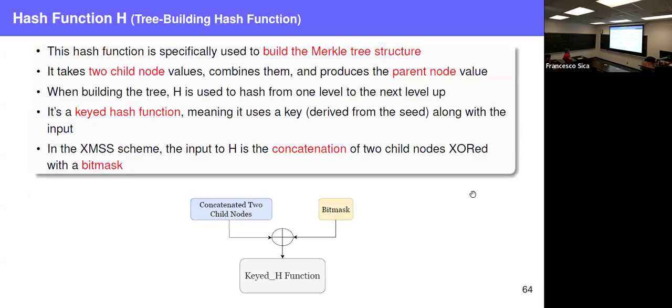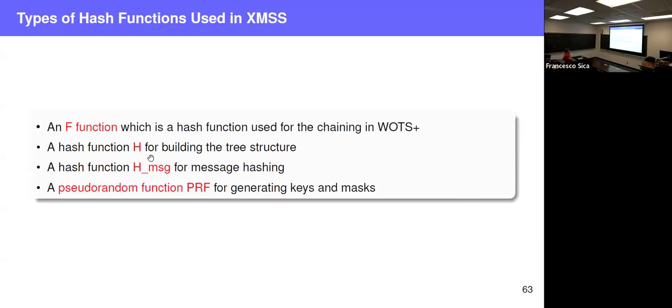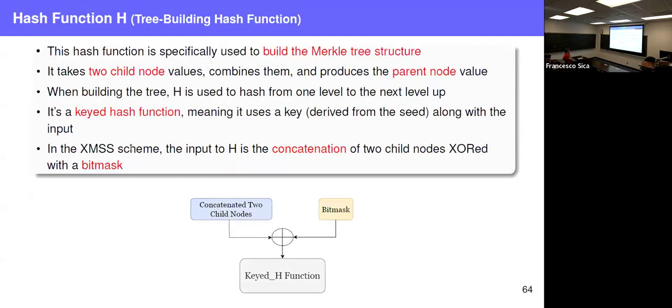As you can see here, the hash function H is not going to be used just with concatenating 2 children. We have to XOR it with a unique bit mask, which is created by the pseudo-random function as a random bit mask value, and then give it to the hash function along with a unique key.